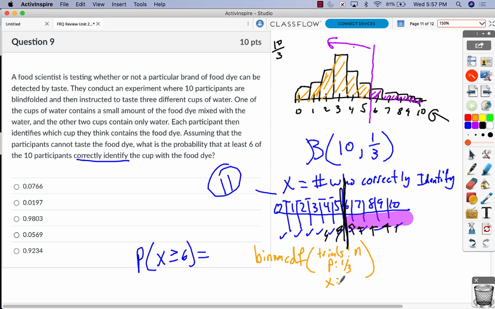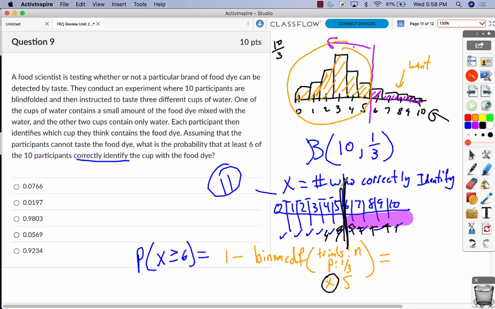Now this is the tricky part. This thing right here. Since I'm in this color, whatever number you put here in a CDF is going to find that number and everybody below it. So when you put this 5 right here, it's giving you all that already added up. But I don't want that. I want 6 or higher. So you have to do 1 minus that. 1 minus that will give you what you want.